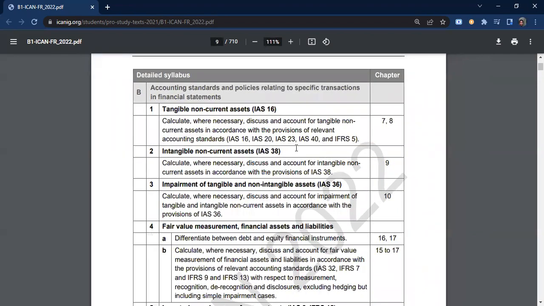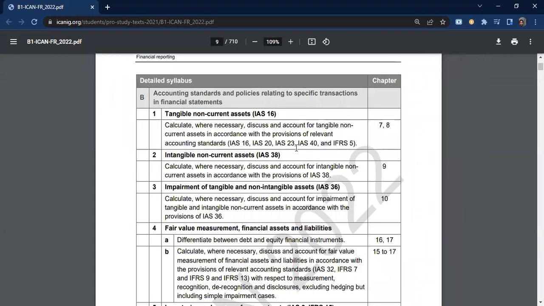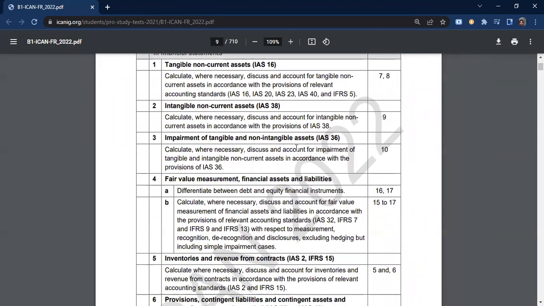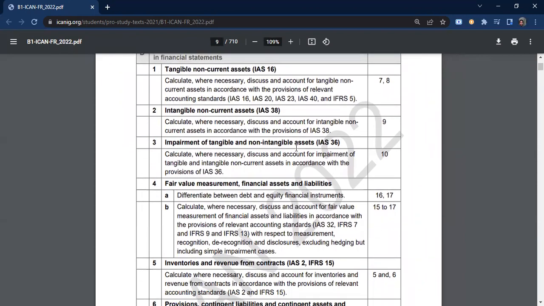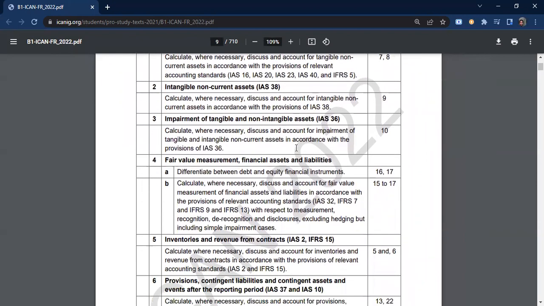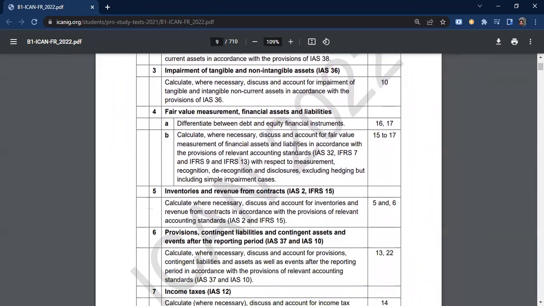So in the syllabus section B, we'll be looking at IAS 16 and IAS 38, that is the tangible non-current assets, and also the intangibles. We'll be looking at impairment, which is IAS 36. And please don't forget, impairment occurs when the carrying amount is greater than the recoverable amount. I want you to write it down: IAS 36 deals with impairment.